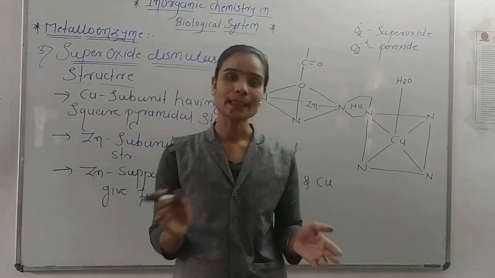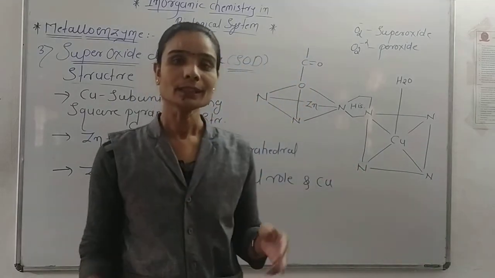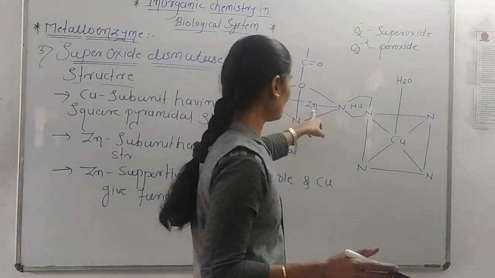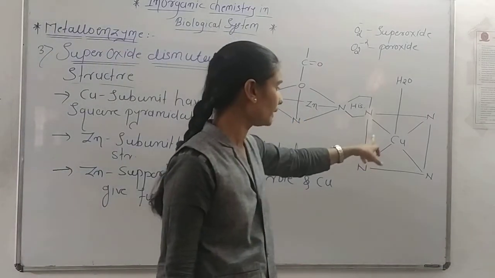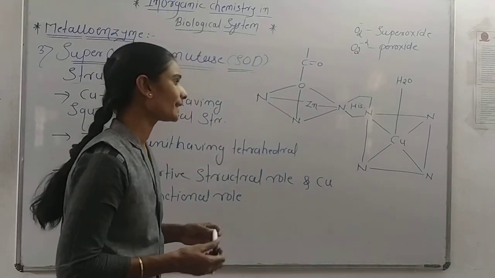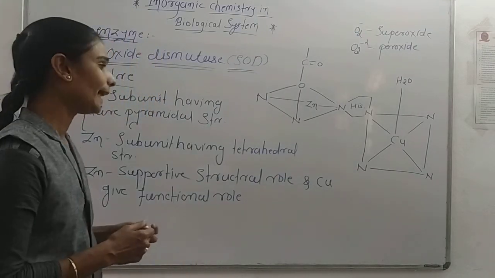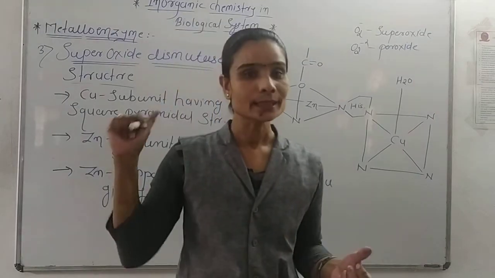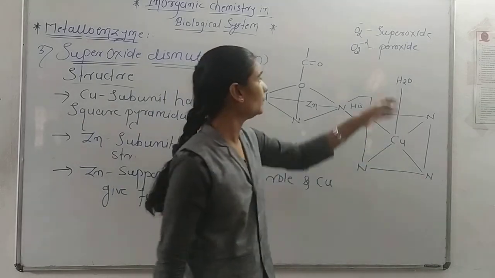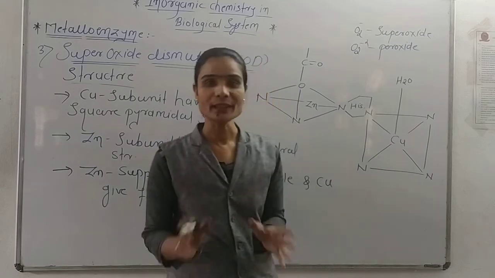So both metals play an important role, in which zinc has a tetrahedral structure and copper has a square pyramidal structure. These two subunits have the same oxidation state, zinc having +2 and copper also having +2, and these two subunits are separated by the nitrogen of histidine amino acid. The main function of this superoxide dismutase is that it converts superoxide into peroxide, that is O2 minus is converted into O2 2 minus. This is the main function.